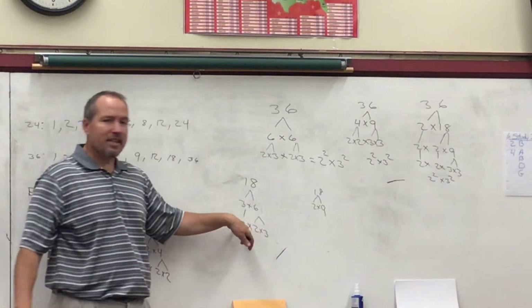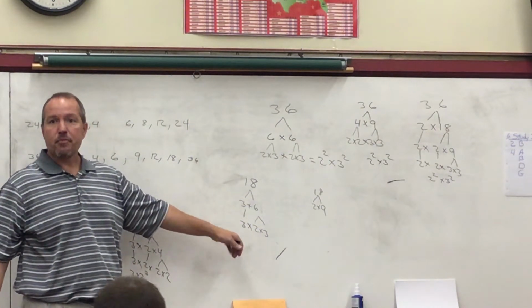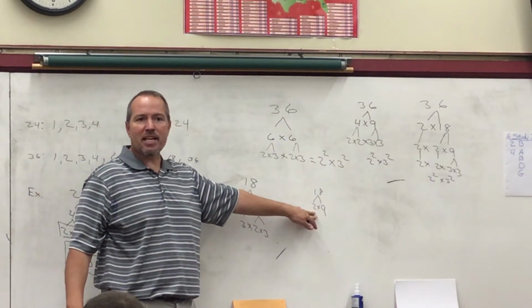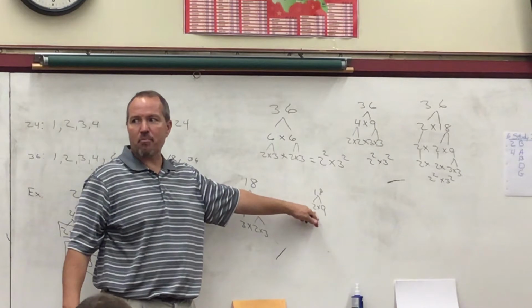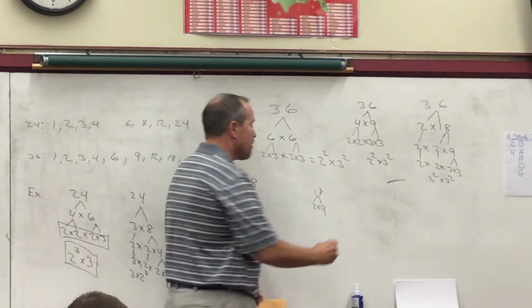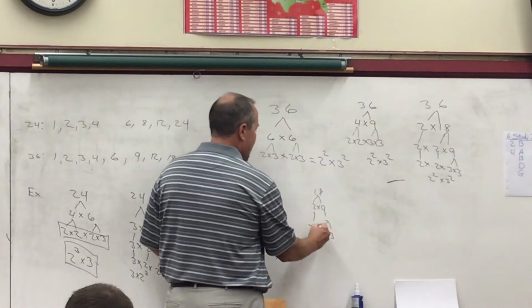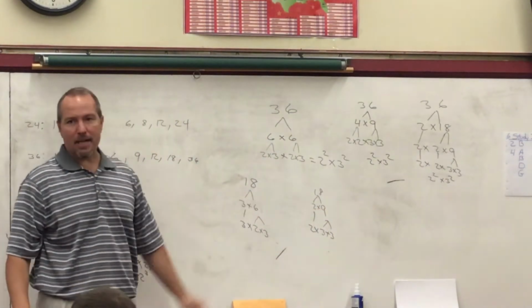Is there anything else we can break these down? Can we break the 3 or 2 down? No, they're prime numbers. This one, 2 and 9. Can we break either of those down? The 9 breaks into 3 times 3. We bring that 2 down. Now, can we break any of them down?